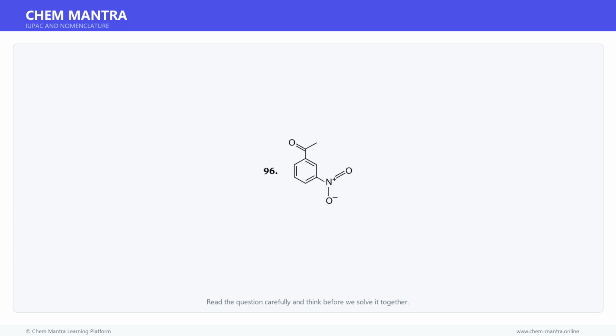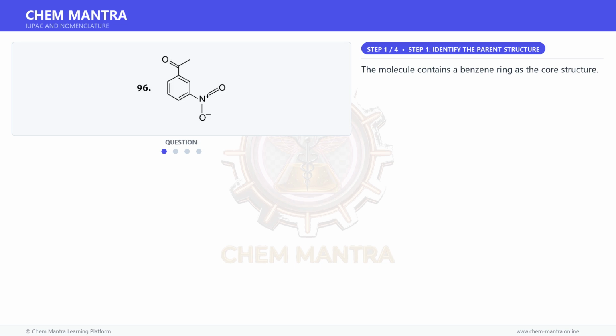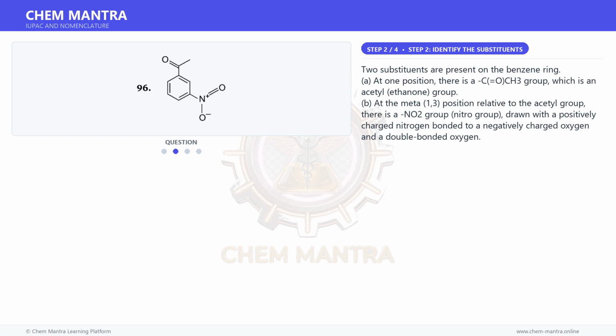Here is a question. Read it carefully and think about the answer. Let us solve it step by step. Let us begin solving this step by step. The molecule contains a benzene ring as the core structure. Moving on to the next step. Two substituents are present on the benzene ring.